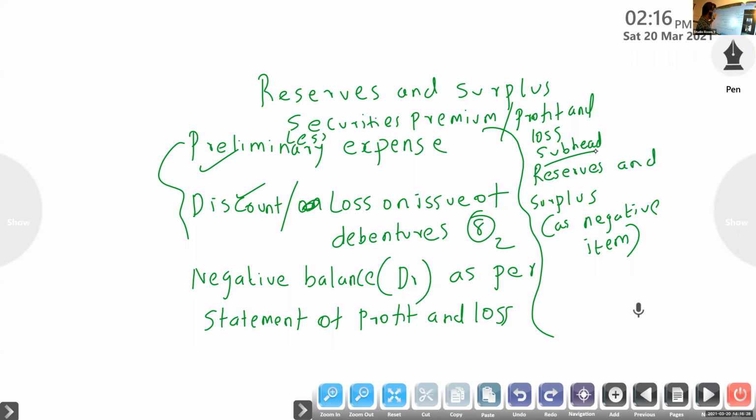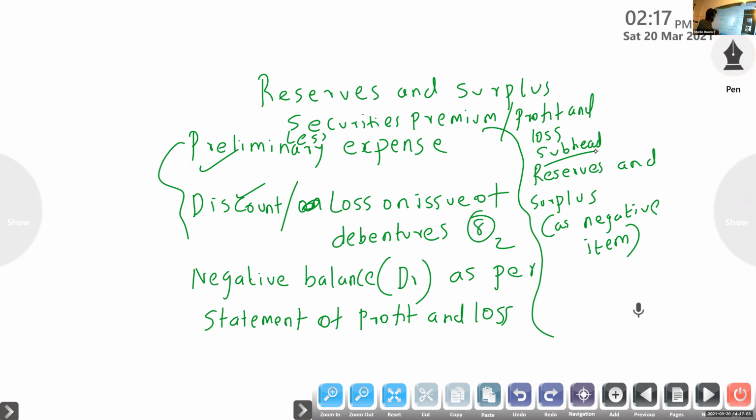For example, preliminary expenses and discount on issue of debenture total 40,000. Securities premium is 20,000, and profit and loss account is 50,000. So from securities premium we take 20,000, and the remaining 20,000 we minus from the profit and loss account. That is how to write off against reserve and surplus. One thing you have to remember: preliminary expenses and discount on issue of debenture are negative items under reserve and surplus.